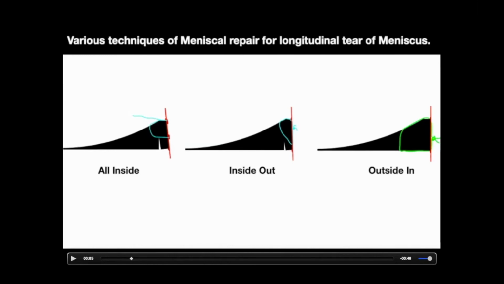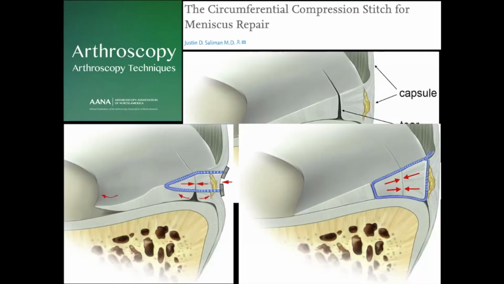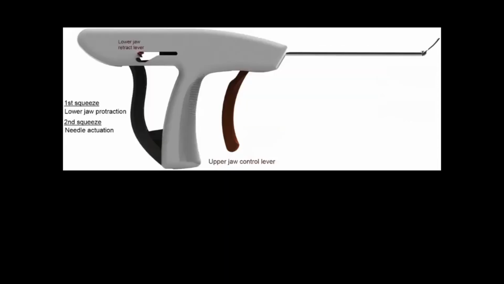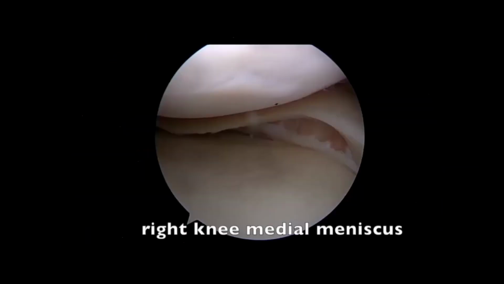For this problem, there is a technique in outside in which our team has devised, inspired by the technique of the circumferential compression stitch, where the two edges of the meniscal tear are opposed. The problem with that technique was that it requires specialized instruments, which are very expensive. Same problem with the all inside and inside out repair. So this is a video demonstration of our technique.